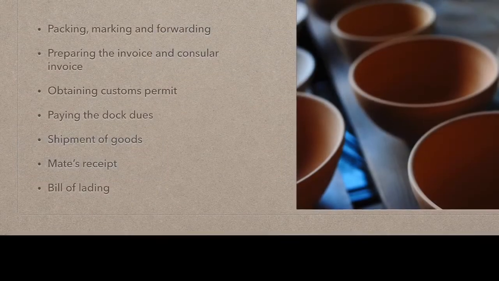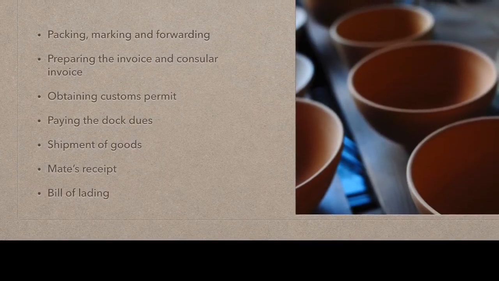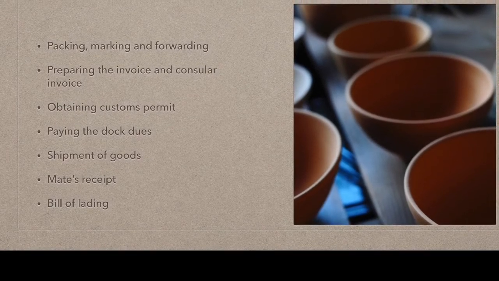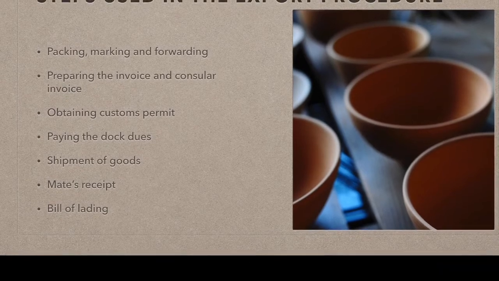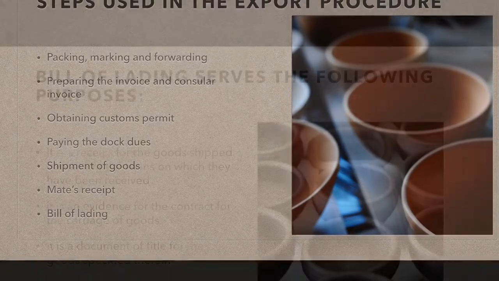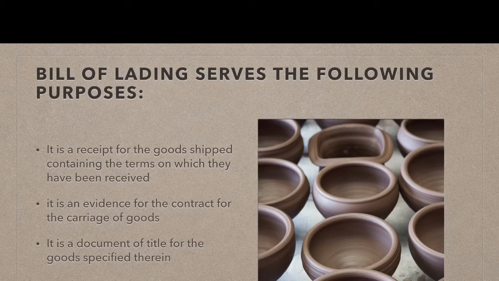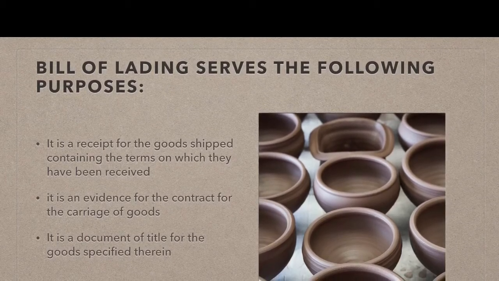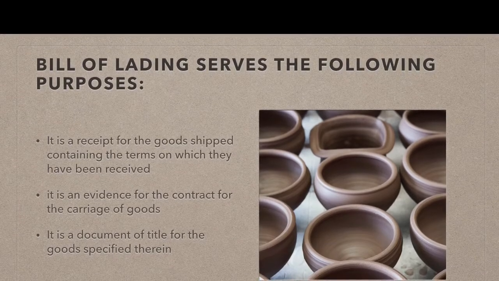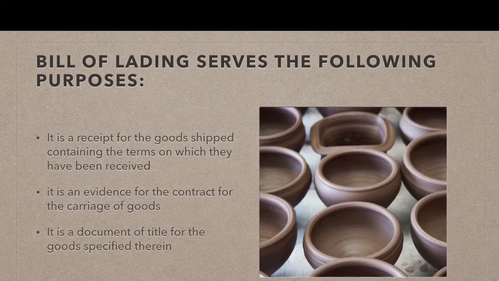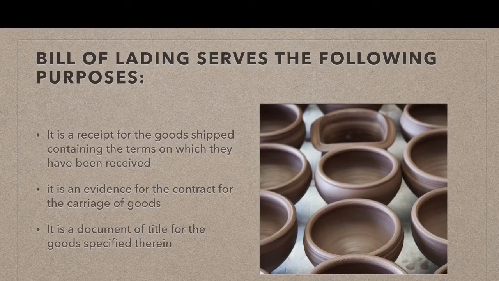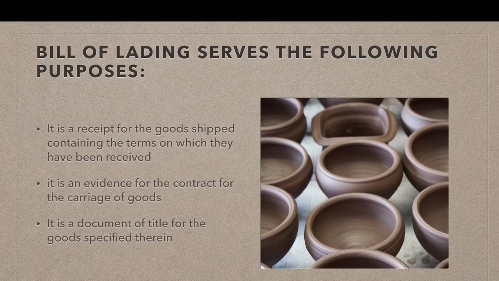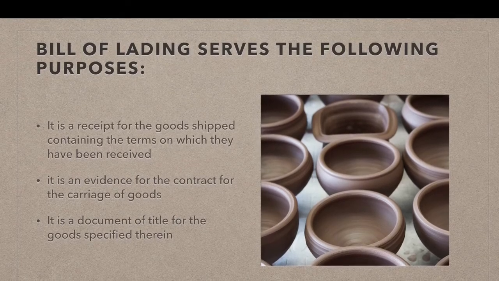A bill of lading is a memorandum signed by the masters of the ship in their capacity of carriers acknowledging the receipt of merchants' goods. It serves the following purposes. Number 1. It is a receipt for the goods shipped containing the terms on which they have been shipped. Number 2. It is an evidence of the contract for the carriage of goods. And finally, it is a document of title for the goods specified therein.